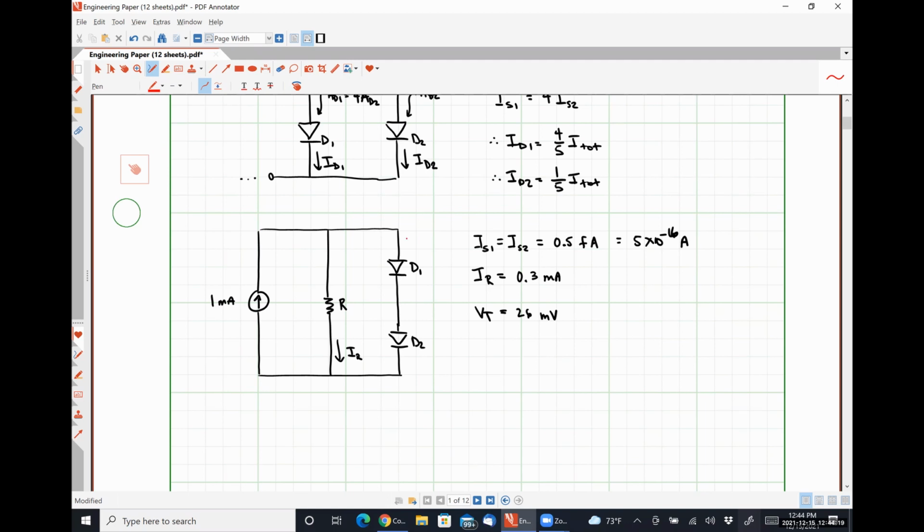Preston suggests that there will be some diode current. I'm going to call this guy ID1, and this current right here, ID2. I tend to agree with him. We can find out what that diode current is by applying Kirchhoff's current law, because even though this is a nonlinear circuit, Kirchhoff's current law, Kirchhoff's voltage law, Ohm's law, all that kind of good stuff is going to apply.